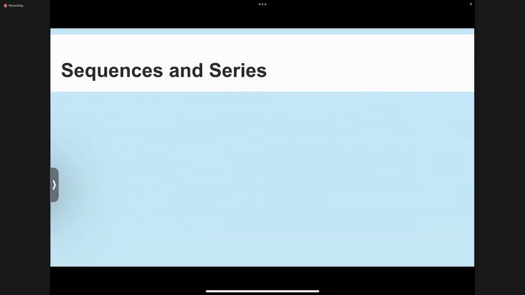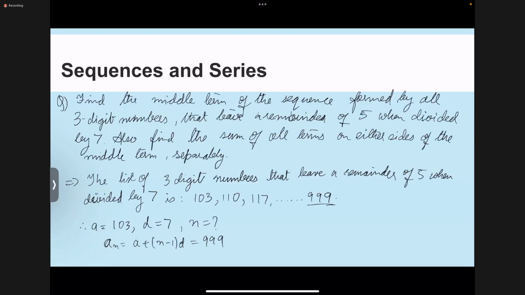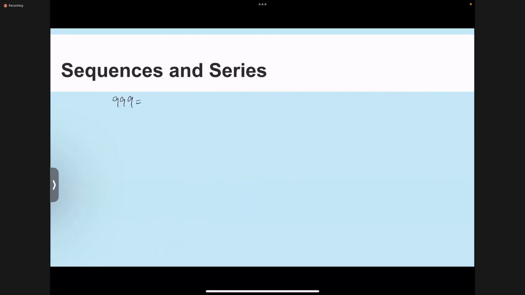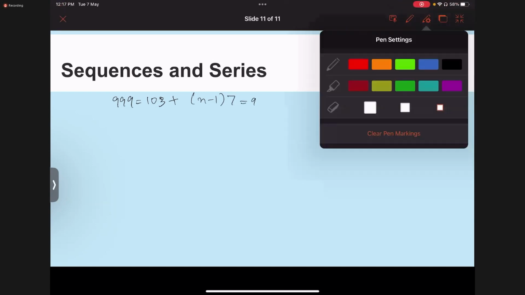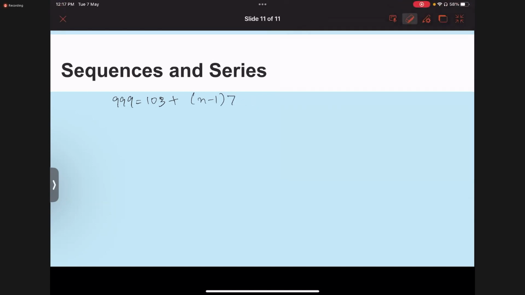Therefore, you can write that 999 is equal to our first term, which was 103, plus your n minus 1 times the common difference, which is 7. That is equal to 999. So now we'll solve for it.